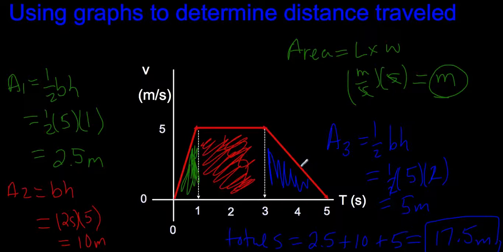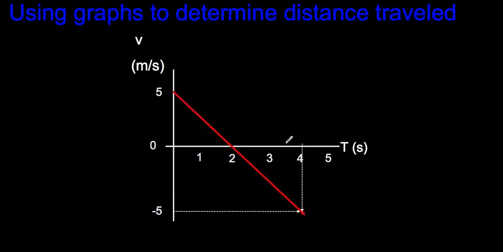This one's a little tougher because we only have 2 triangles, but this time we cross the x-axis. And that x-axis has some significance because we went from having a positive velocity to having a negative velocity. So we have 2 different types of areas going on.